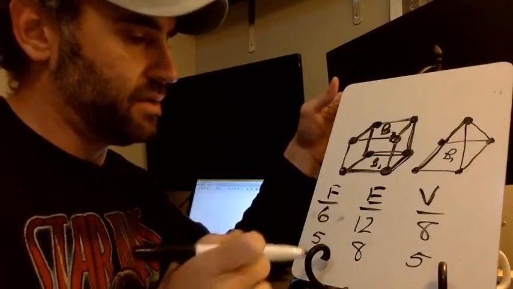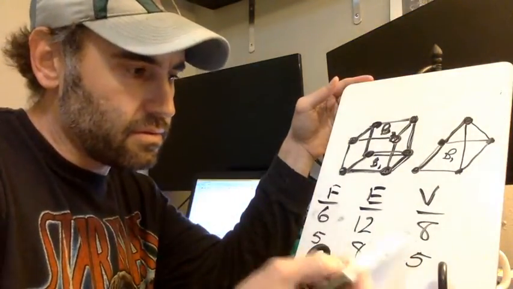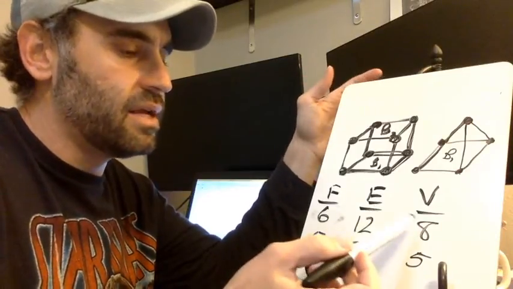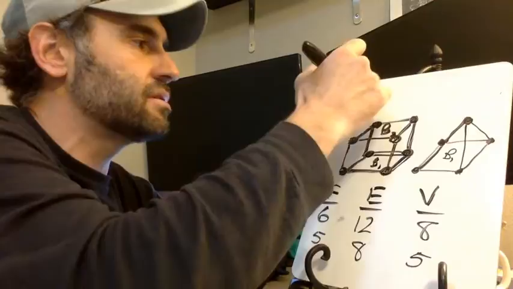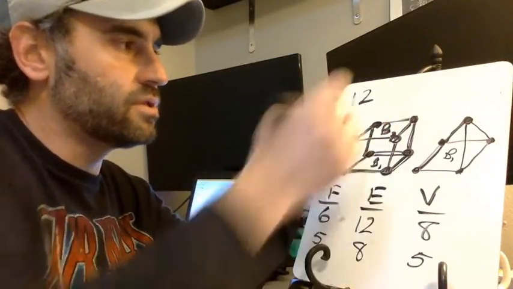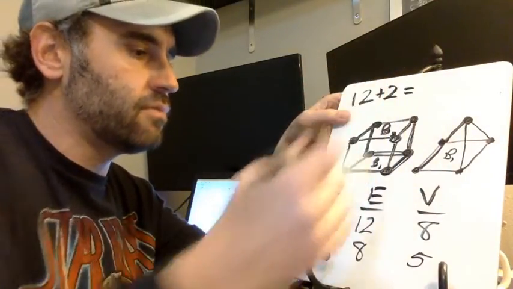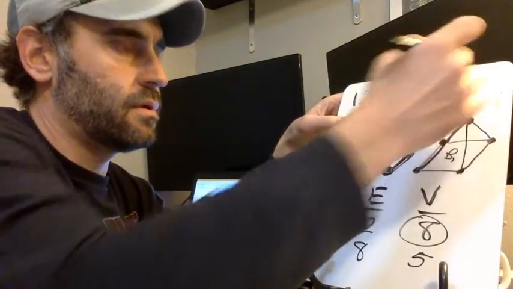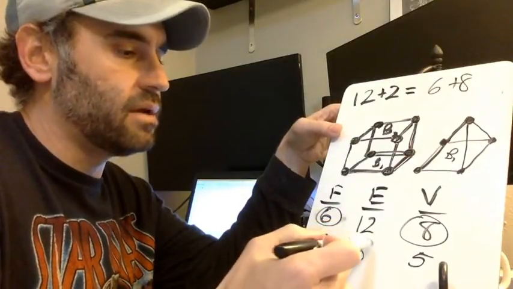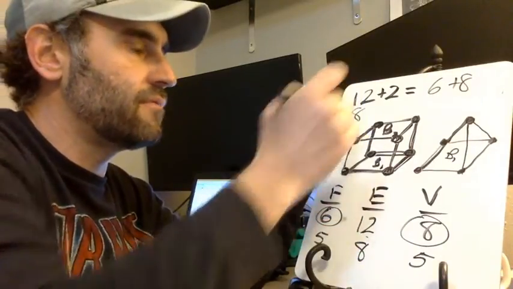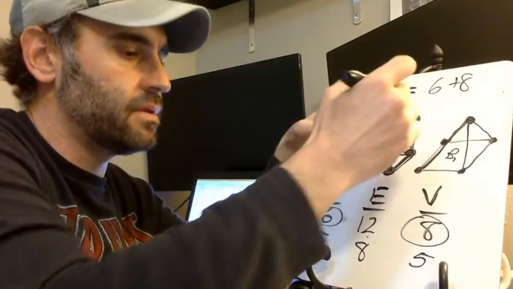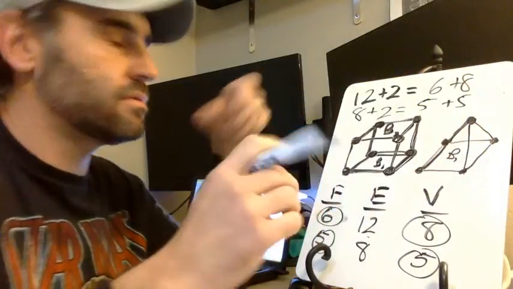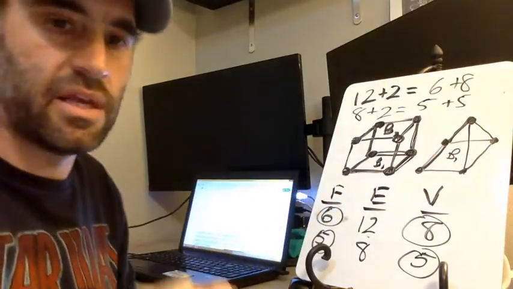If you look here, see if you can find a pattern. And now that everybody said it, we can just talk about it. If you take the edges, 12, and add 2 to that, it would be equal to adding those 2. Let's see if that works for the pyramid. If we take the edges of the pyramid and add 2, it should be the sum of the other 2, and it is. That's one of Euler's formulas that he came up with.